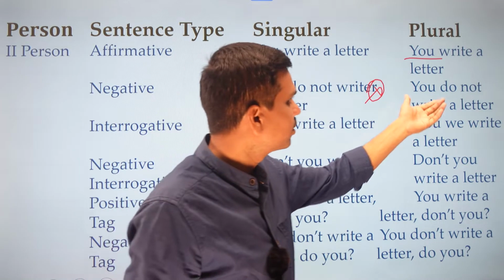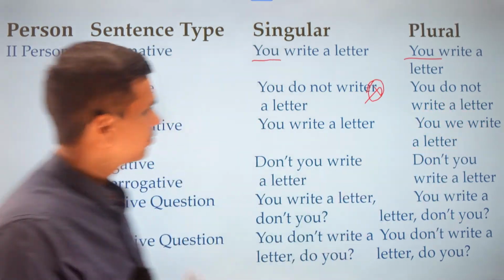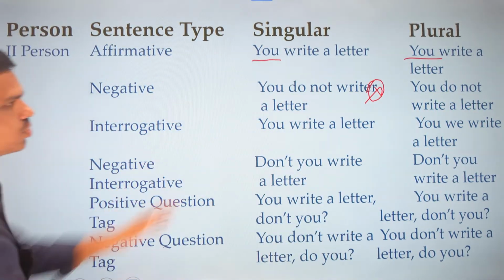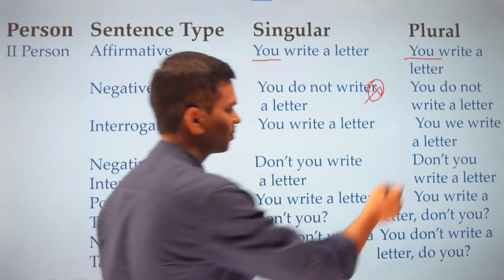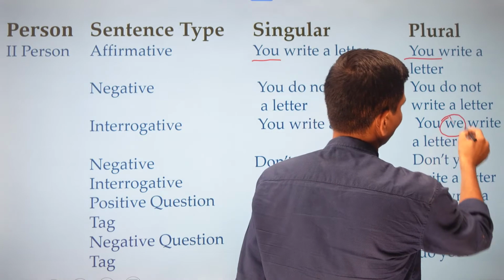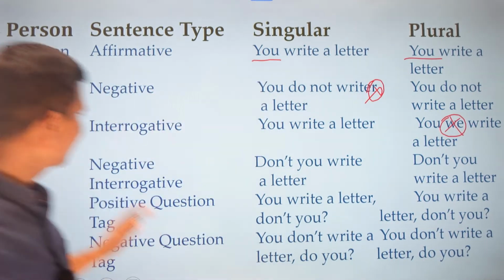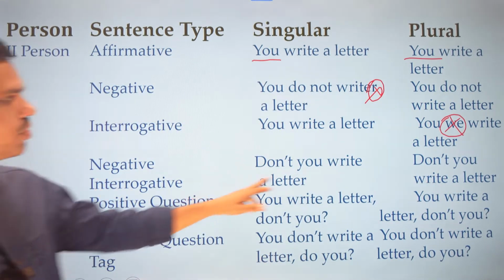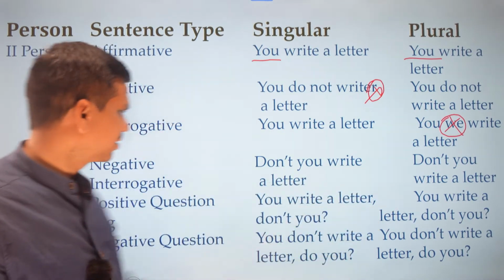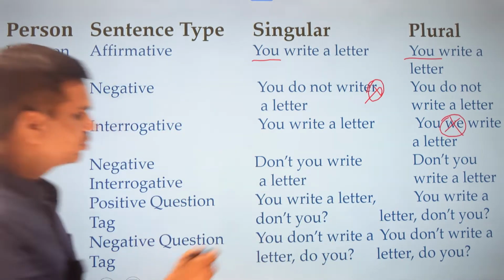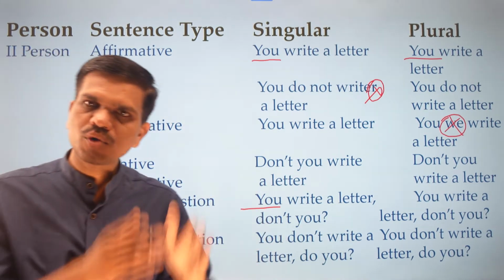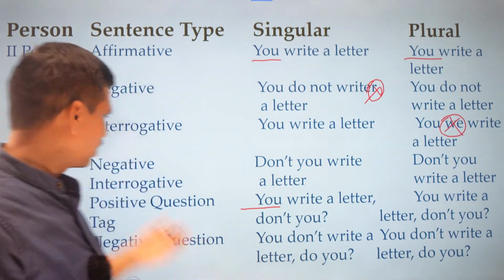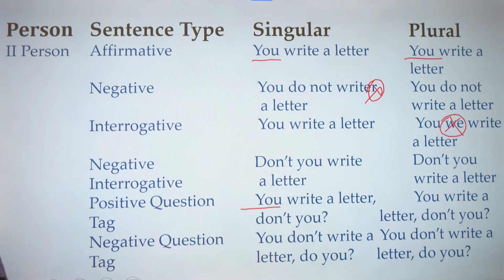Okay, you do not write a letter, and in plural you do not write a letter. The same. Interrogative, do you write a letter, do you write a letter? Same. Again, negative interrogative, don't you write a letter, don't you write a letter. Again the same, you is used as singular and plural, and based on this you can form all the sentence types, positive question tag, negative question tag, etc.